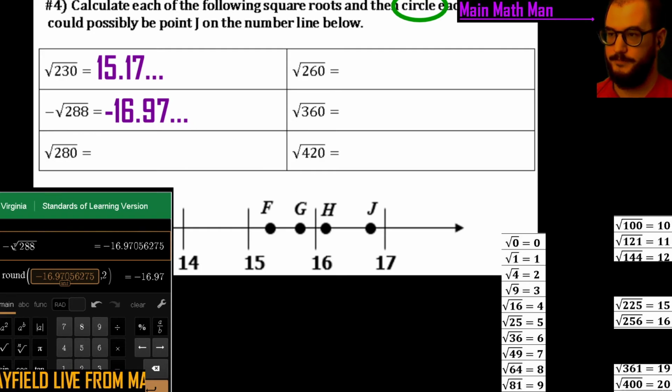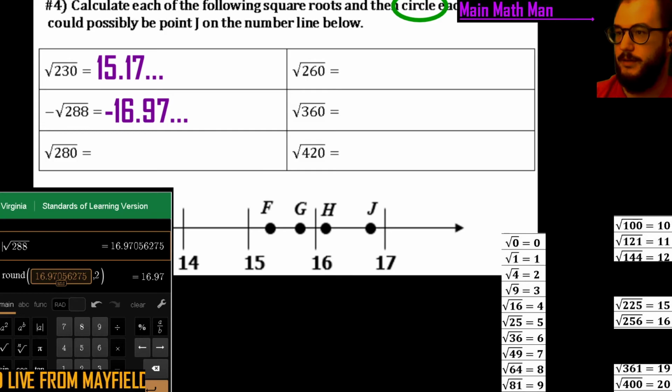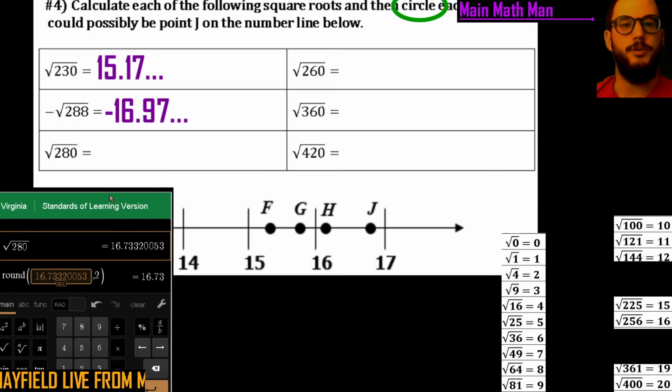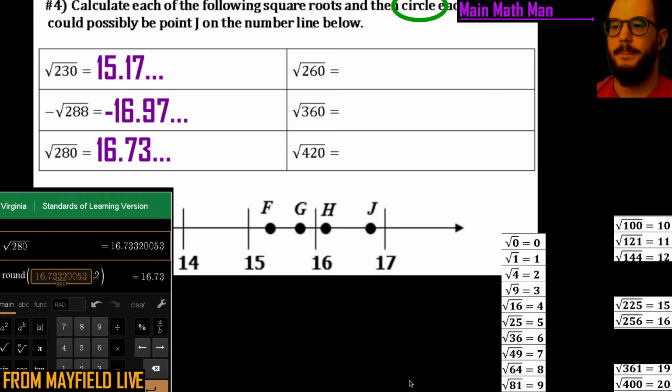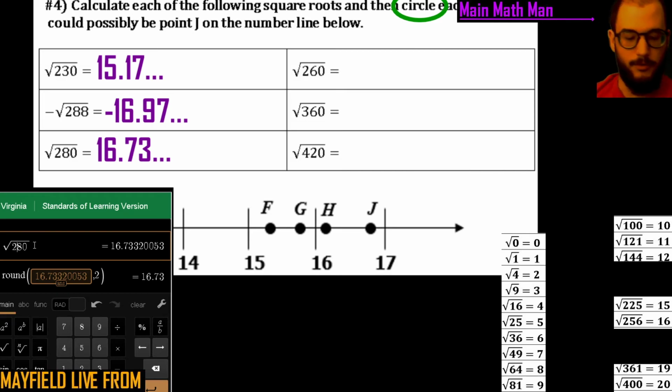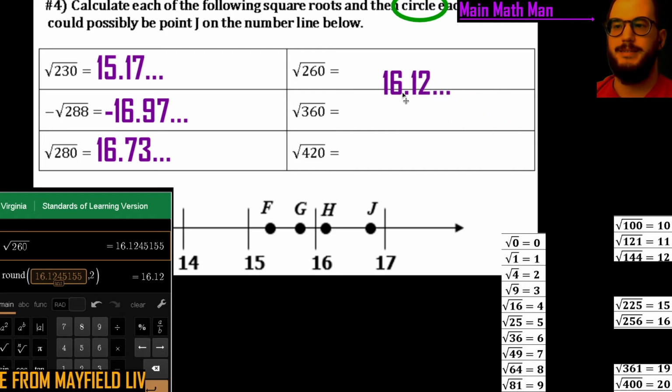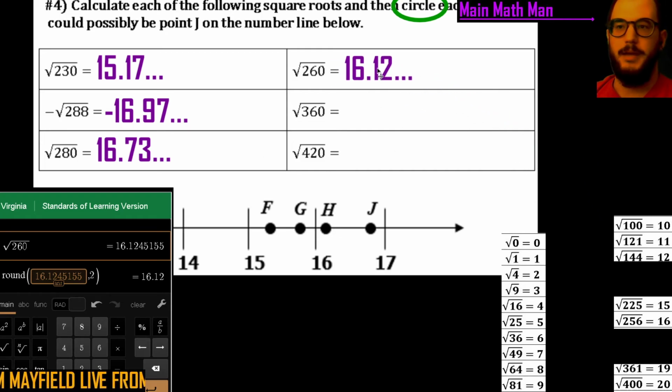For this last one on the left column, I have the square root of 280. So now it's going to say 16.73. Keep going down on that right side, I have the square root of 260, which is going to be about 16.12. Again, make sure you're including those decimal places. That way you can show that it doesn't just stop there, it keeps going. But again, I'm just looking at that hundredths column. That way it's a little bit easier to see.